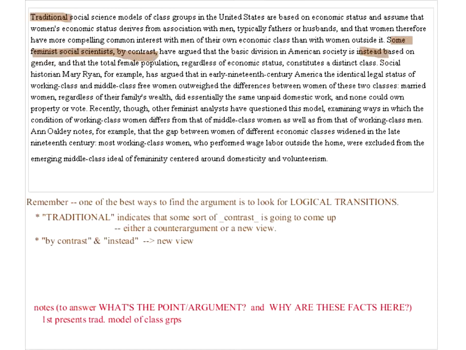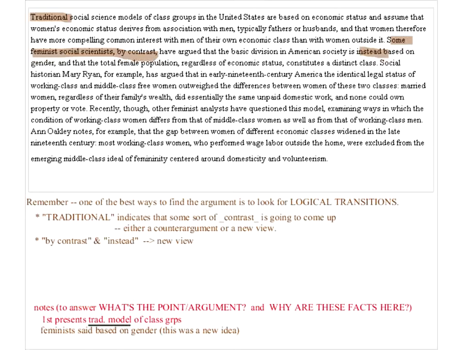So the feminist model says it's instead based on gender, which means that this must not have been based on gender. Even if you didn't pick that up, you can figure it out from the transition. So feminists said it's based on gender. And this was new. This is a new idea. This is not the traditional idea. So traditional model, new idea.